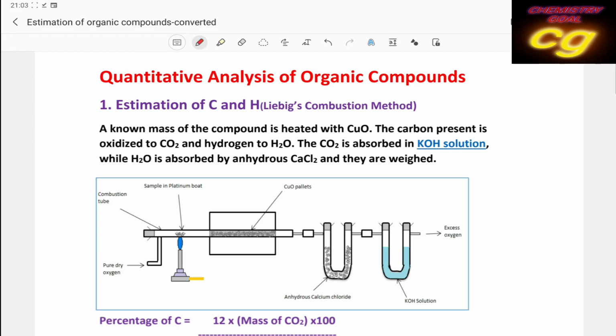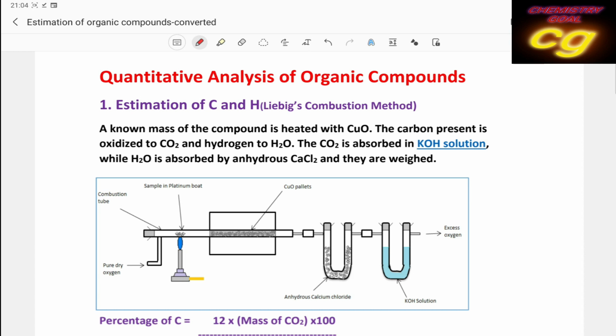Hello students, today we are going to discuss the quantitative analysis of organic compounds. That means the estimation of elements in organic compounds: how much percentage of particular elements present in organic compounds can be detected and calculated. This is very essential for your competitive examination and also for your CBSE examination. So try to understand the video that we are going to discuss.